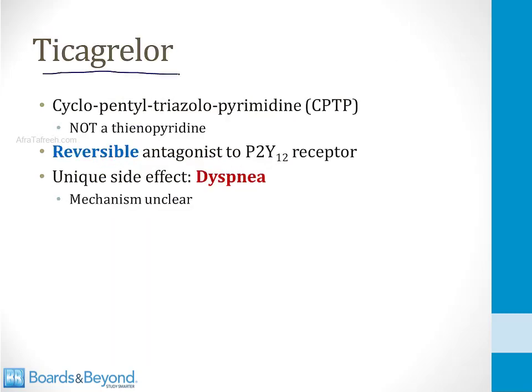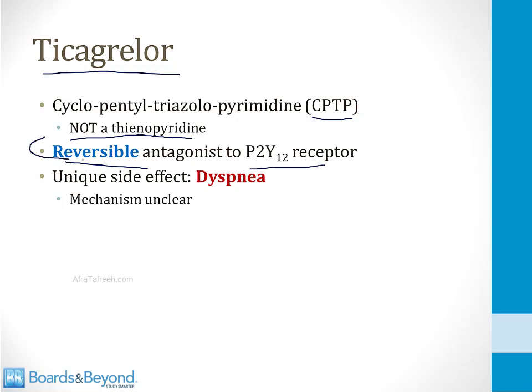Ticagrelor also blocks the P2Y12 receptor and blocks the effects of ADP. However, it has a different chemical structure from the thienopyridines. It is not a thienopyridine. It is called a cyclopentyltriazole pyrimidine, or a CPTP. And what's different about this drug is that it reversibly blocks the P2Y12 receptor. It's been touted as a drug that has a quicker washout than the thienopyridines.